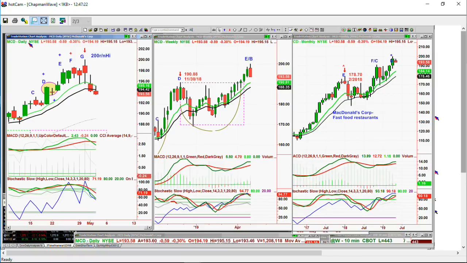McDonald's is trading at 193.58, down 61. It went under the 9-period moving average yesterday, closed under the 14-period moving average, and today it's trading well under the 14-period moving average. MACD's negative, stochastics now at 71%. Leg E in the weekly chart, which is still very strong, and the monthly chart is in leg D.